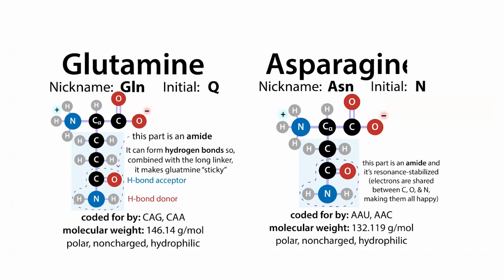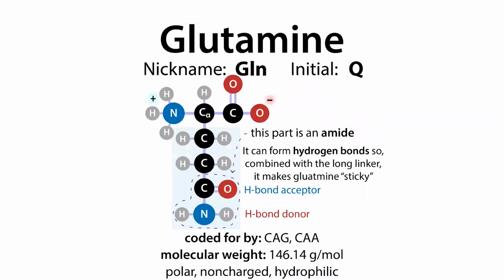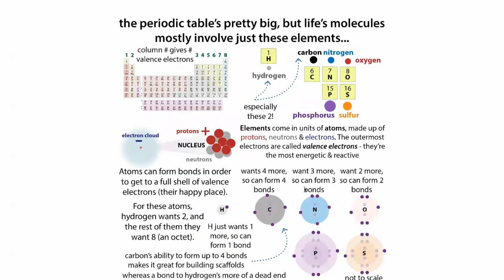Before I get too into the details, the key thing to keep in mind is that opposite charges attract and like charges repel. This is true of partial charges as well. In the case of these amide bonds, you're going to have partial charges: the hydrogens are partly positive and the oxygens are partly negative, and voila, you get charge-based attractions. The reason for these partial charges is that each of those lines represents a bond, which involves the sharing of electrons, and there are carbons, nitrogens and oxygens, which are all different atoms.